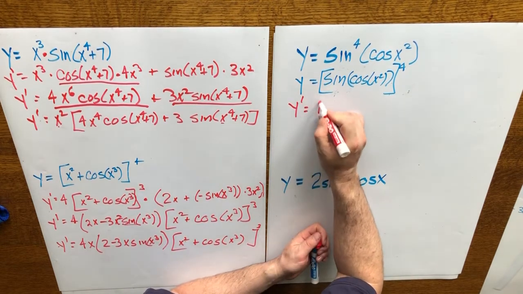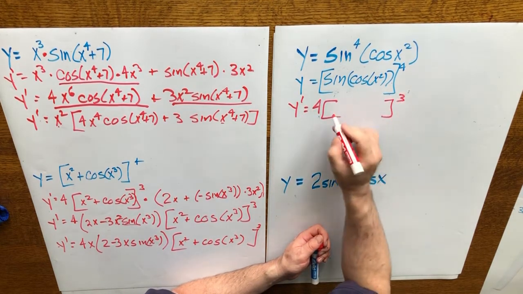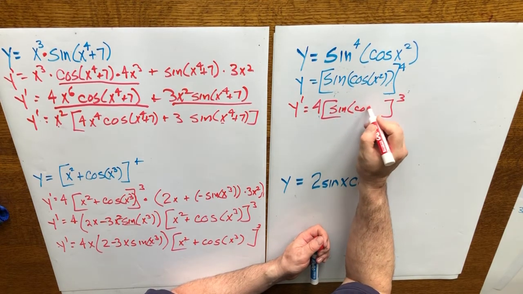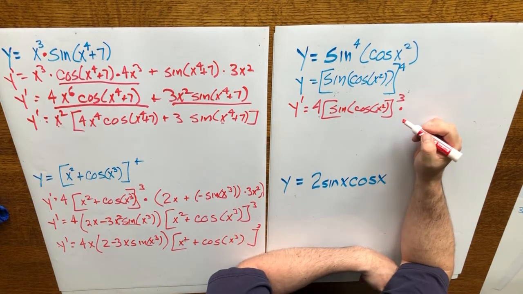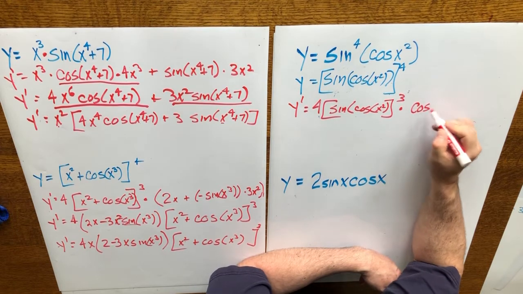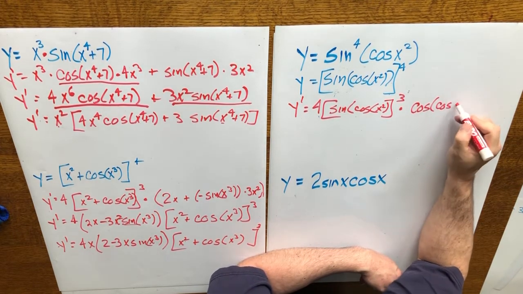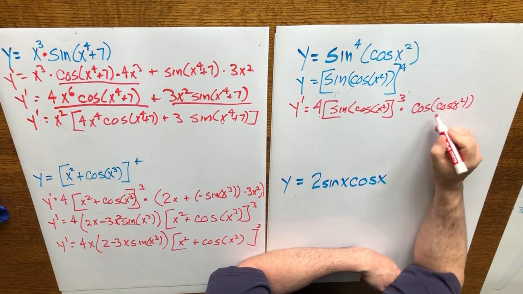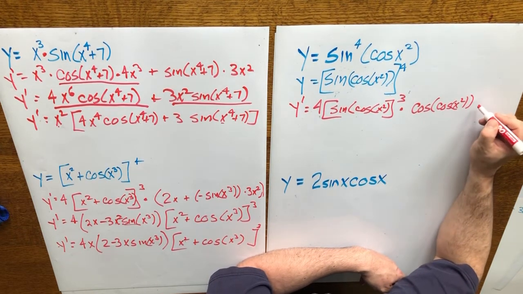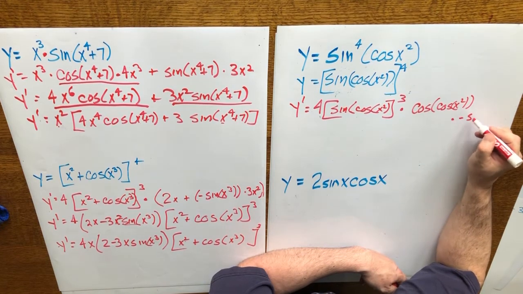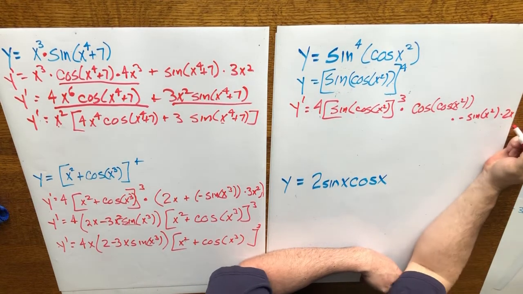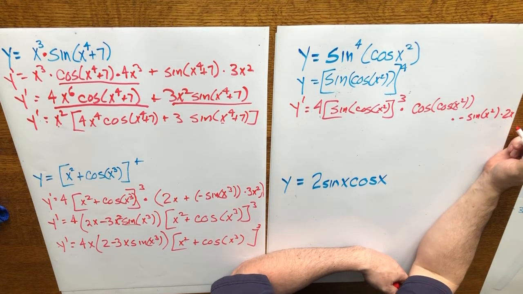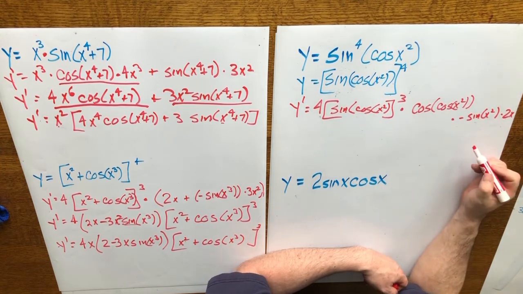Y prime equals 4 times the sine to the third of the cos of x squared, times the derivative of what's inside the brackets. Well, the derivative of sine is cos, and then we have to take the derivative of this argument, and the derivative of that argument is negative sine x squared times 2x. So that's why that one gets complicated. It's sort of like a telescope. You see that you keep adding these little parts because of the compound nature of all of the arguments.